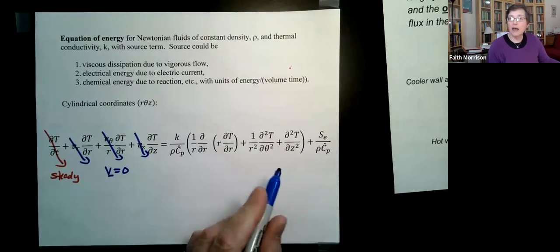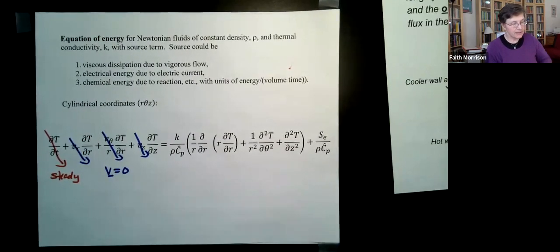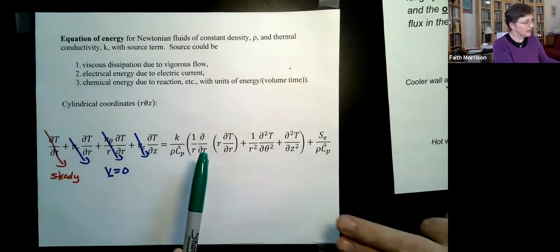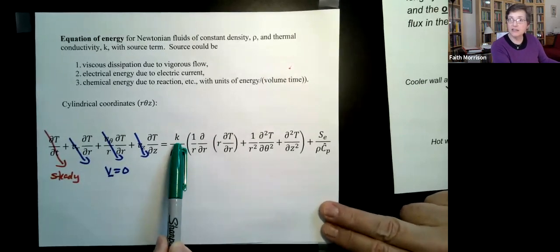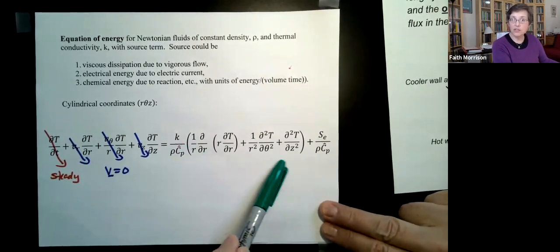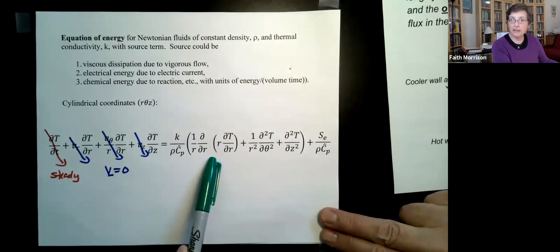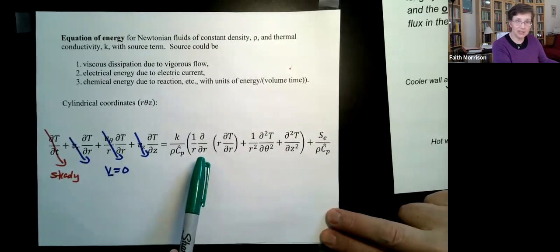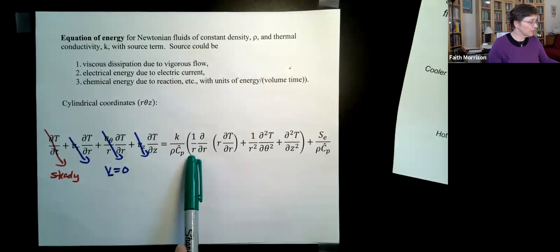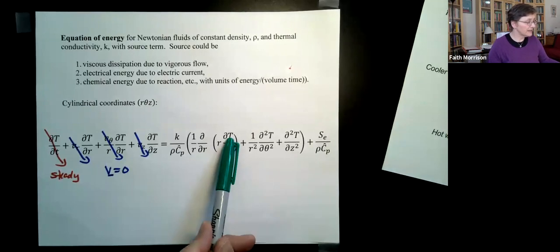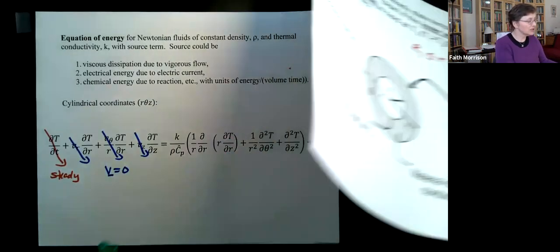On the right-hand side of the microscopic energy balance, there are the thermal conduction terms. They all have the conductivity out front. And it asks questions about how we expect the temperature profile to vary with position. And this first grouping asks, do we expect the temperature to vary in the R direction?